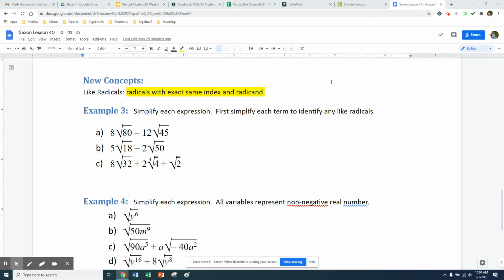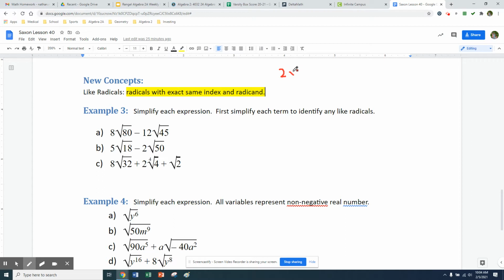Yesterday we looked at simplifying radicals and in some way how radicals are multiplied. Today we're going to look at how we can add or subtract radicals. And in order to add or subtract radicals, we need like radicals, radicals that have the exact same index and radicand. It's very similar to adding like terms.